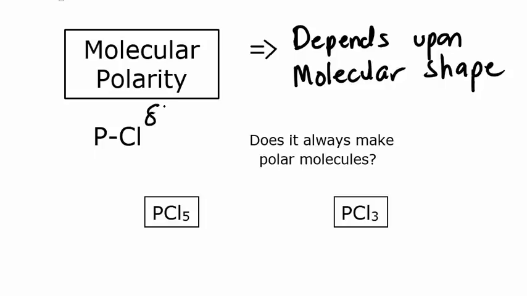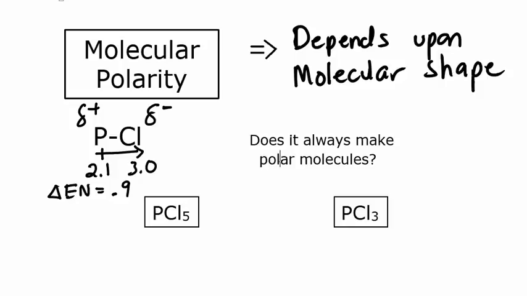a little bit electronegative, and the phosphorus side is a little bit electropositive. We use these little deltas, delta plus, delta minus, to indicate which side is which. Sometimes we also use an arrow that points toward the more electronegative side, and we can also give it values of electronegativity. Phosphorus is 2.1, chlorine is 3.0, so the difference in electronegativity is 0.9, which we have said is a polar bond. So our question for this video is, does it make polar molecules?